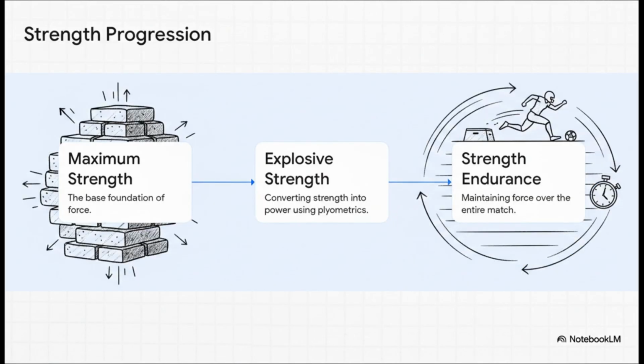And building that strength is a whole process. It starts with the foundation of just maximum strength. Then you convert that into explosive strength. That's where you see things like box jumps, all that plyometric stuff. And the final piece is strength endurance, which is just making sure you're as strong and powerful in the 90th minute as you were in the first. It's a really logical path from the weight room to the field.